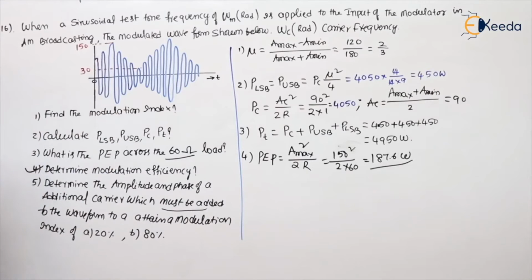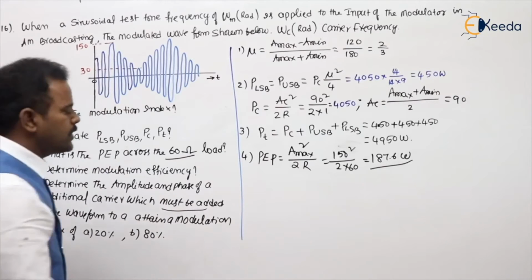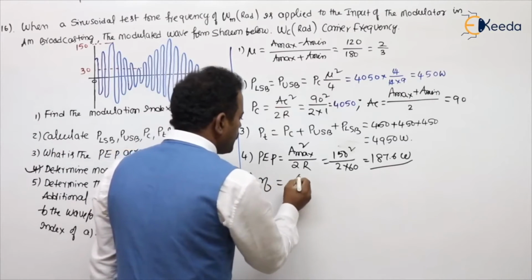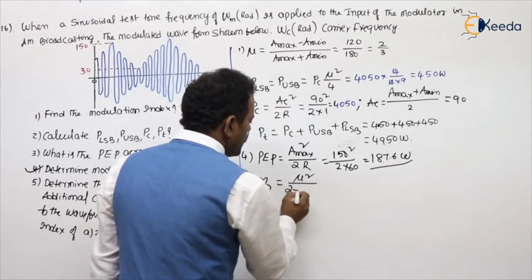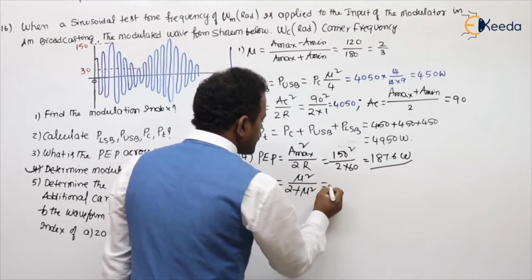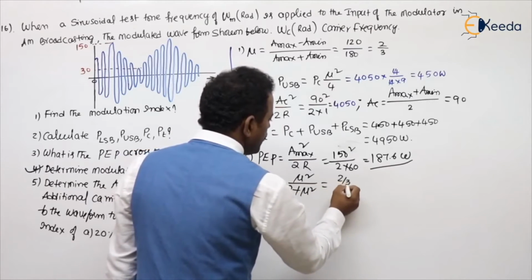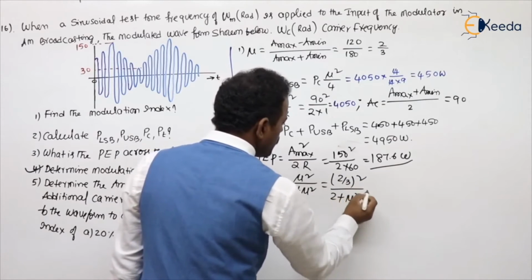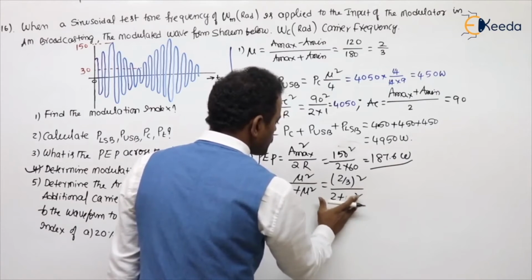Next, what is asked? Determine the modulation efficiency. What is the modulation efficiency formula? Modulation efficiency eta equals mu square by 2 plus mu square. What is the mu value? 2 by 3 whole square by 2 plus 2 by 3 whole square.